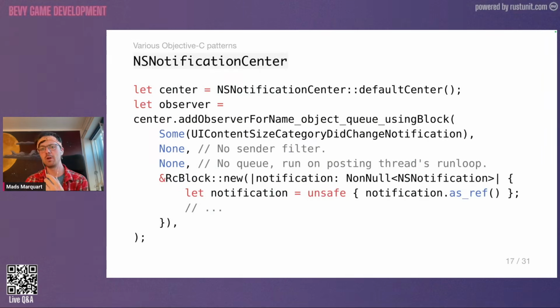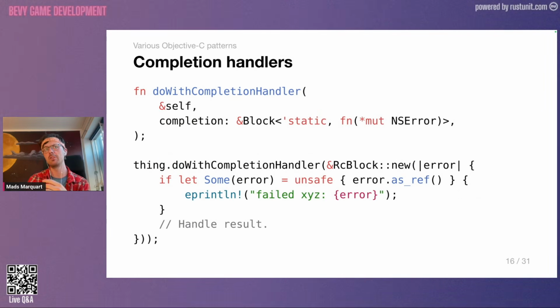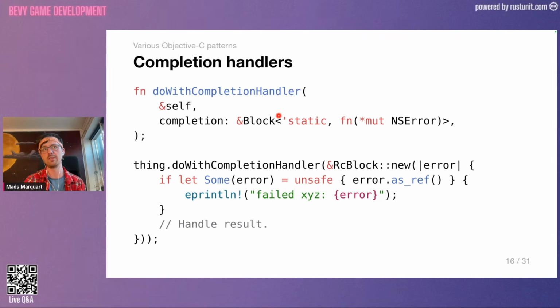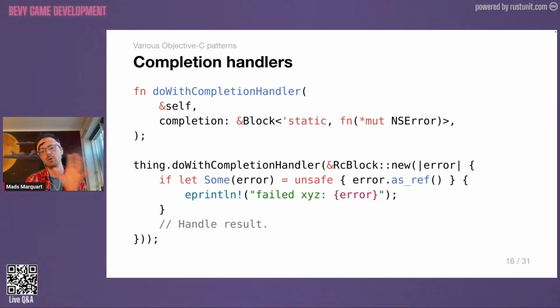Another pattern that I want to show is completion handlers. We saw this a bit before with opening the URL. You often have this callback that happens at a later point. It's Objective-C's way of doing async, and it is a bit difficult to integrate with Rust, especially this tick static lifetime here. I'll show you later how we go about that with Bevy.